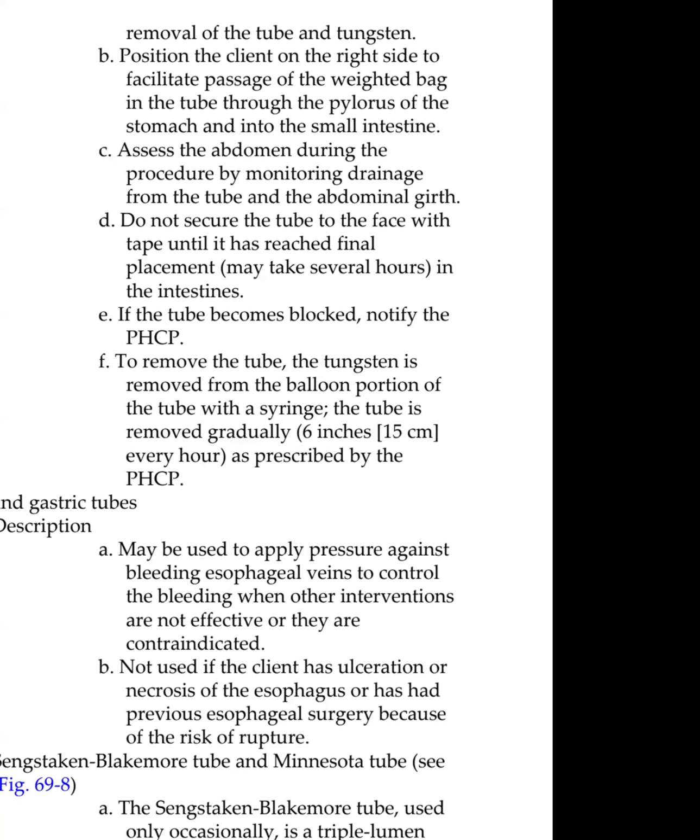Assess the abdomen during the procedure by monitoring drainage from the tube and abdominal girth. Do not secure the tube to the face with tape until it has reached final placement. It may take several hours to reach the intestine. If the tube becomes blocked, notify the healthcare provider to remove the tube. To remove it, deflate the balloon portion of the tube with a syringe and the tube is removed gradually.